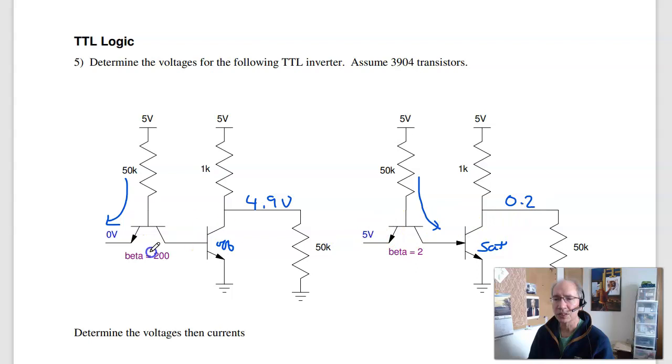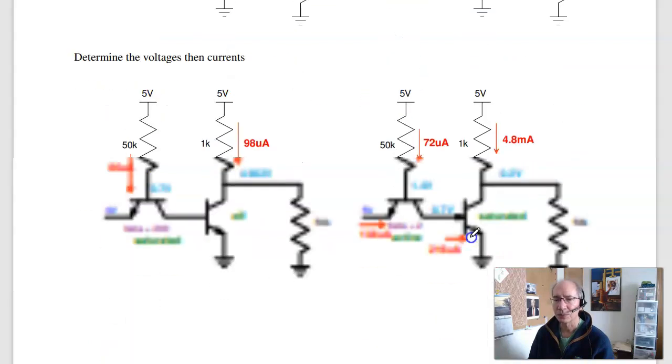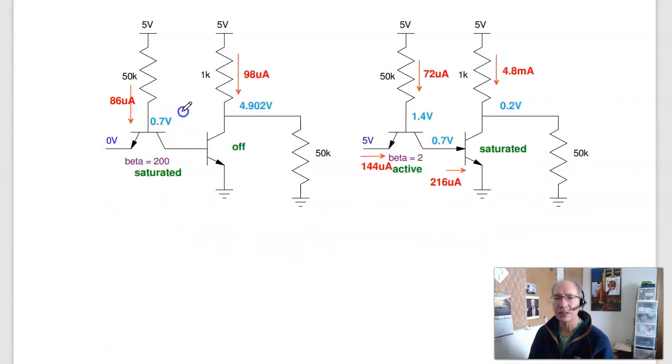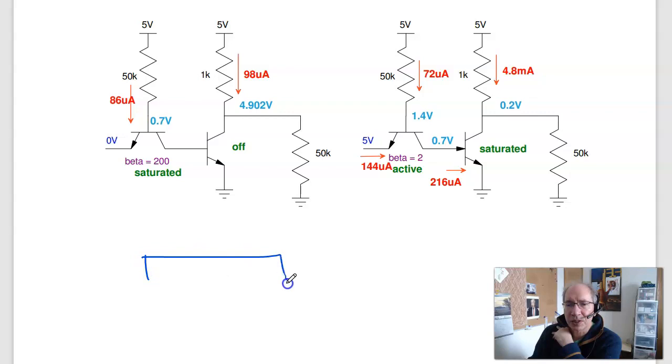So this is a TTL inverter. 0 volts in gives you 5 volts out. 5 volts in gives you 0 volts out. And if you calculate the currents, these are the currents that you're going to get. The oddball of this one is because of the doping on the transistor. This is an NPN transistor.